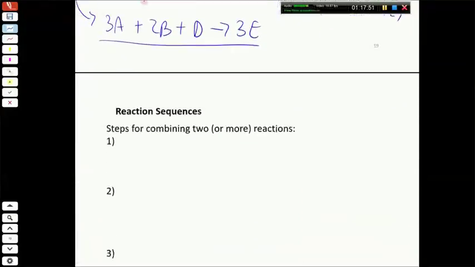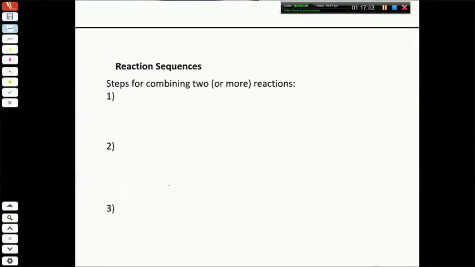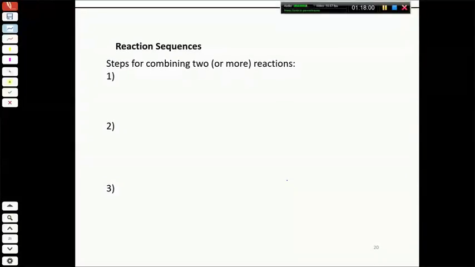So let's quickly go through how we do this. If we want to combine two or more reactions, I'll just finish with this slide here and put off the next one to the last one. This will be our last slide if you're getting antsy. So the steps for combining two or more reactions. First, we're going to write out the individual steps.